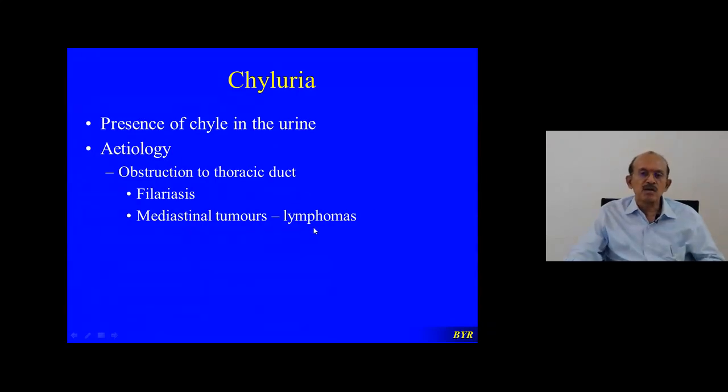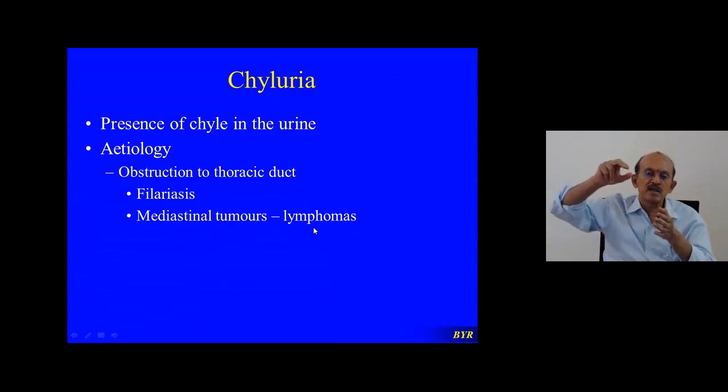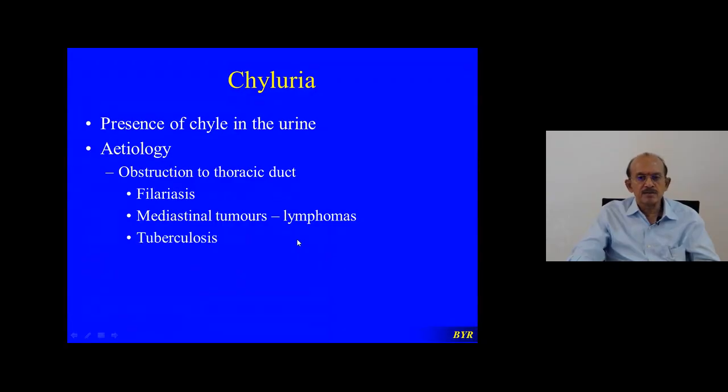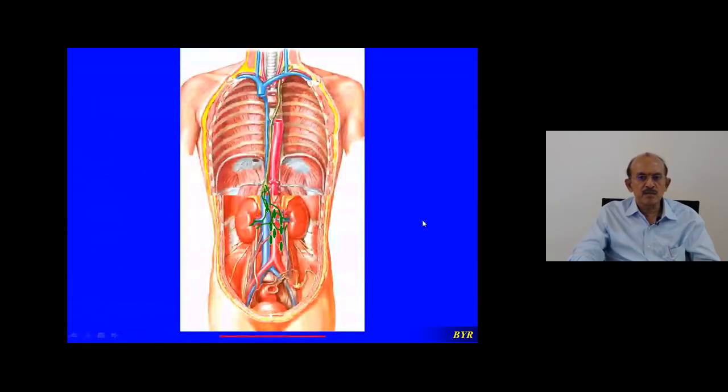So in lymphomas, what will happen? The lymph nodes will enlarge to a very huge size. The lymph nodes are there in the posterior mediastinum. The thoracic duct passes in the posterior mediastinum. These enlarged lymph nodes will cause compression of the thoracic duct, and there will be obstruction to the thoracic duct. Or maybe due to tuberculosis, retroperitoneal tumors. So all these things can cause obstruction of the thoracic duct.